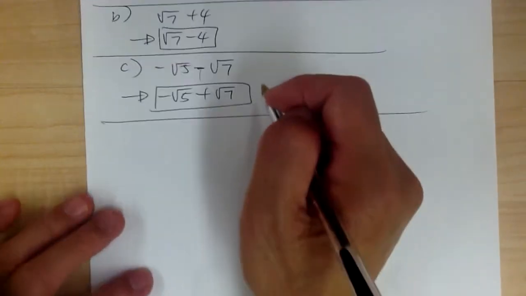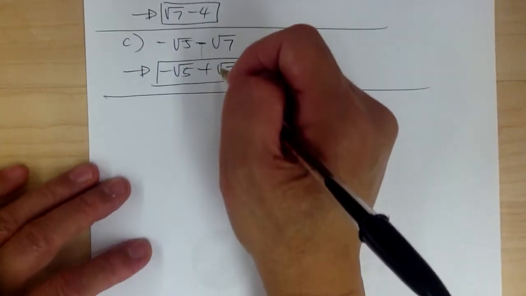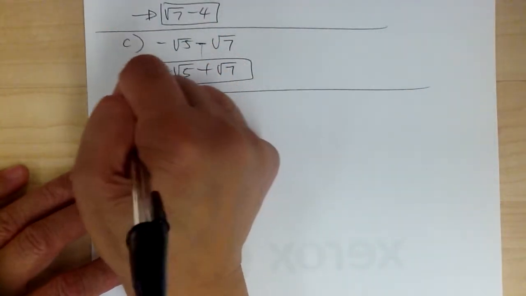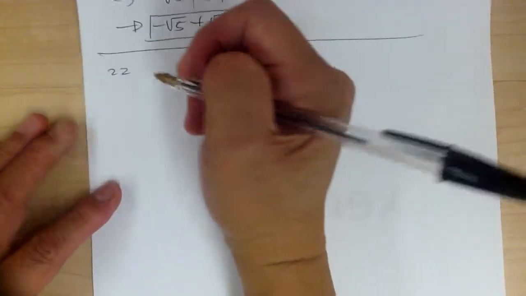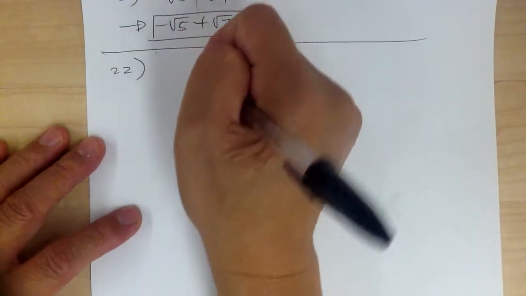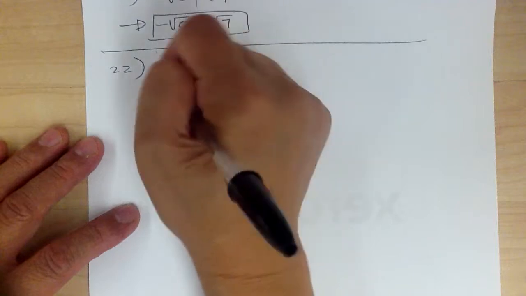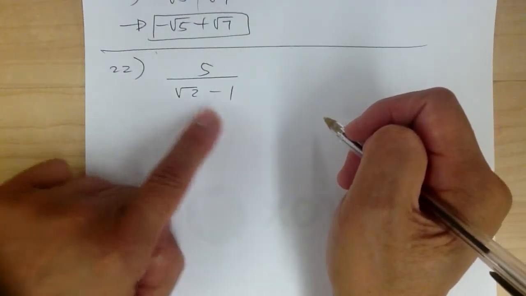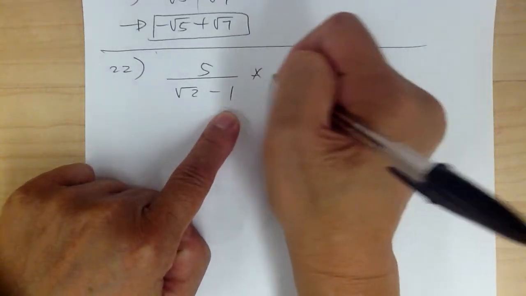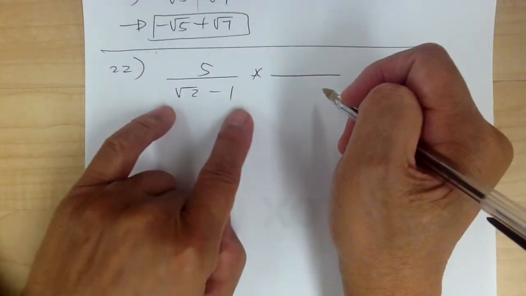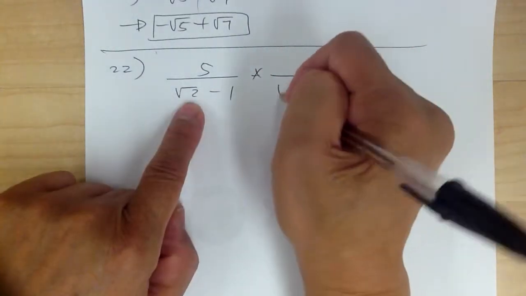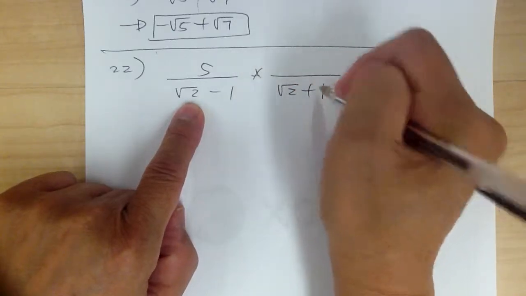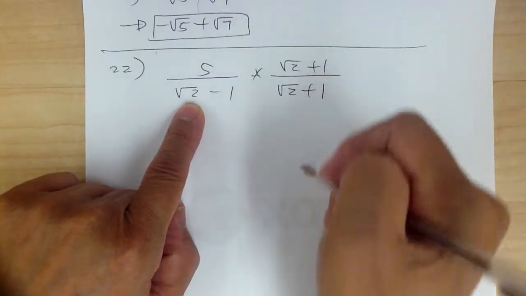Okay, now conjugates are important because you need to multiply by that to simplify the binomial on the denominator. So like number 22, okay, you have 5 over square root of 2 minus 1. So you got two terms. To simplify, you need to multiply by two terms. And to multiply by two terms, the one you need would be the conjugate. Okay? So make sure you multiply by conjugate.